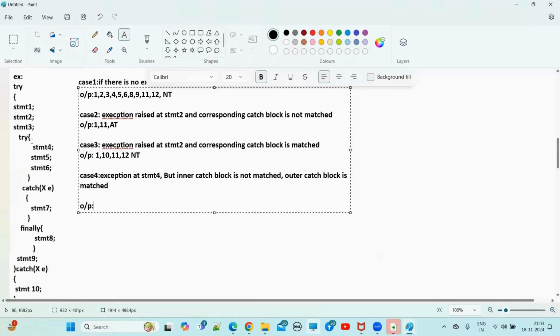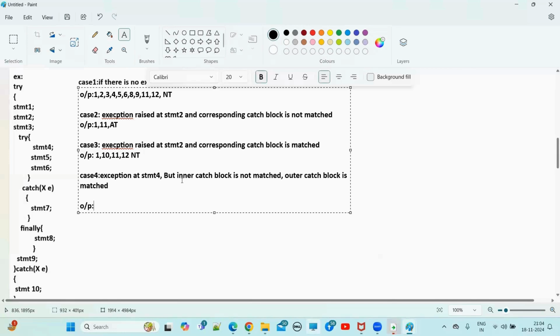So if you have any exception in the try block, the corresponding catch block has to be executed. But here I'm saying exception at statement 4, but inner catch block is not matched, outer catch block is matched. Then tell me what is the output here. So even the inner try block is also part of the main try block or not? So if the inner try block has some issue, that is also part of the outer try block. If the inner try block doesn't have any exception handling, then the outer catch block it will check. Understand? This is also part of the outer try block only, right?